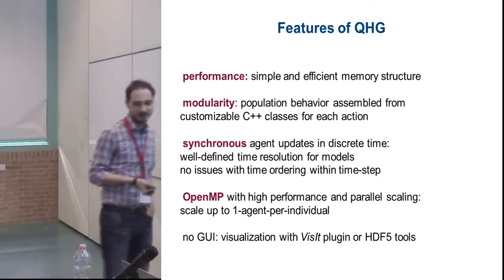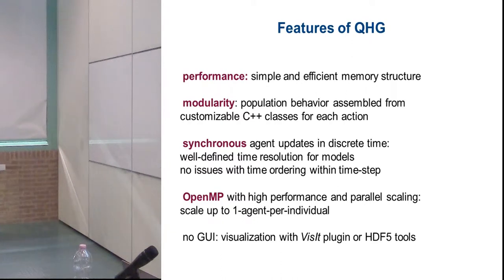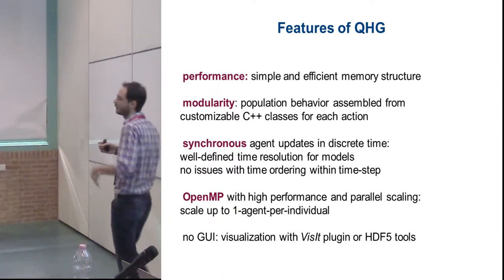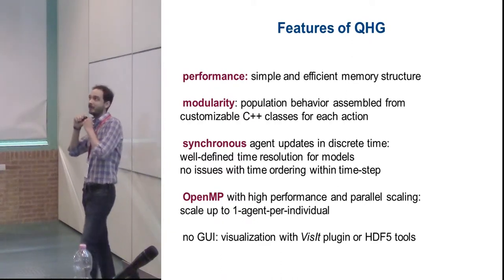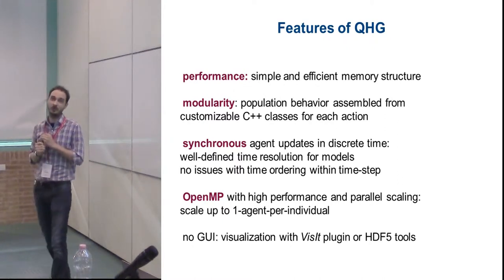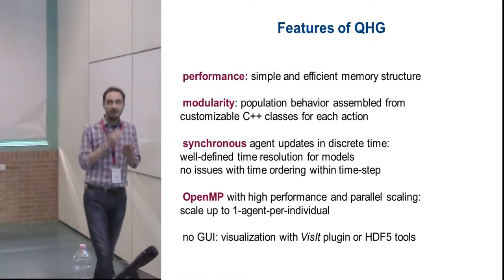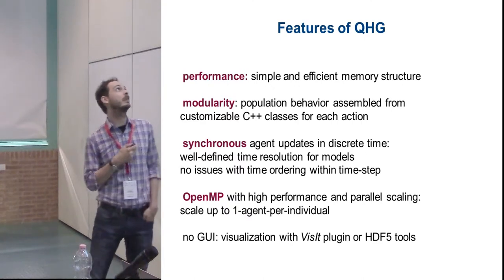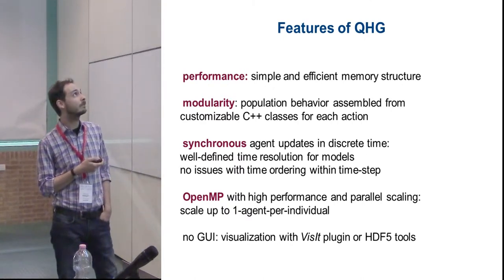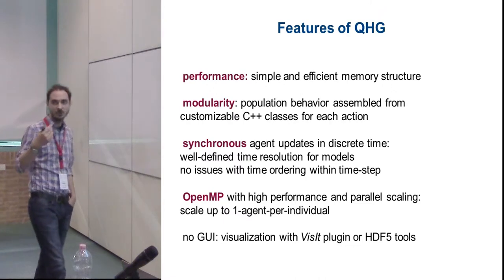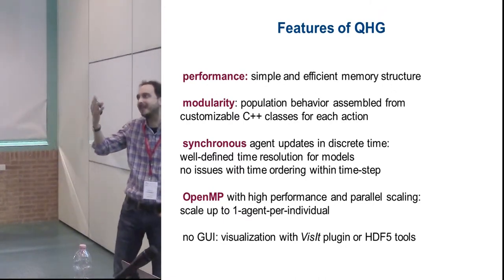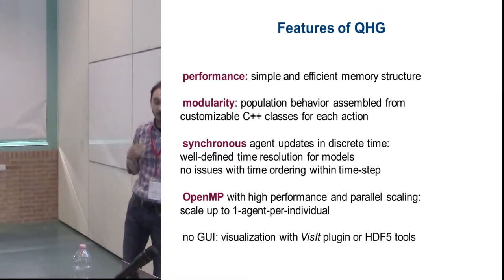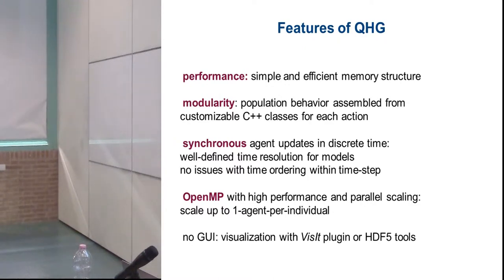And we use a discrete time framework, so agent updates are all synchronous. This is very important, because first of all, it lets you have a well-defined time resolution for your model, so you know what is explicitly included in the model and what has to be implicitly included, depending on the time resolution you have. And also, in this way, you have no issues with the time ordering of the actions within a time step. The code is parallelized with OpenMP, so you can run it on multi-core shared memory machines.